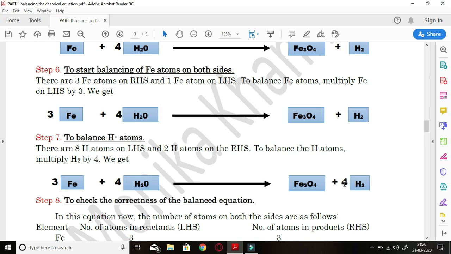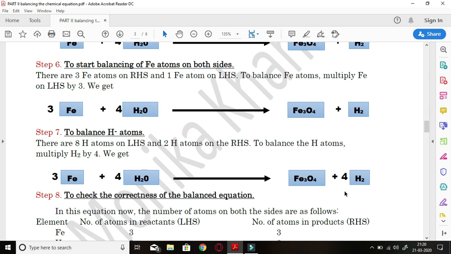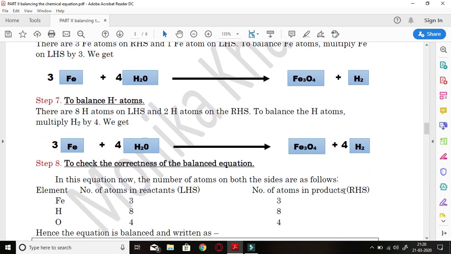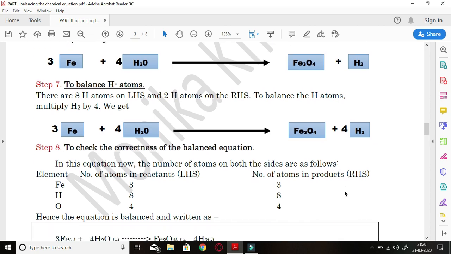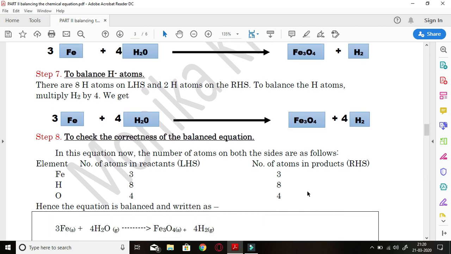So we have balanced both the elements by putting a digit in front of it. So now next, let us see if we are correct or not. All elements we have tried to balance them. Let us see whether we are correct or not.